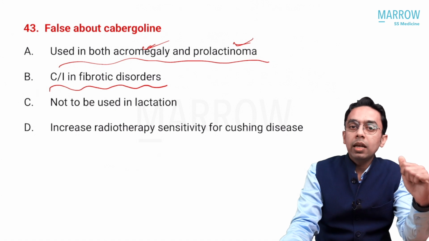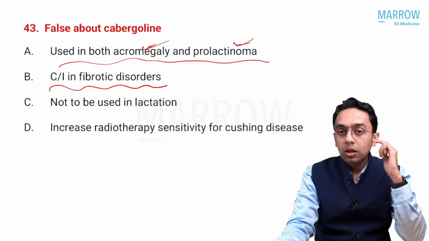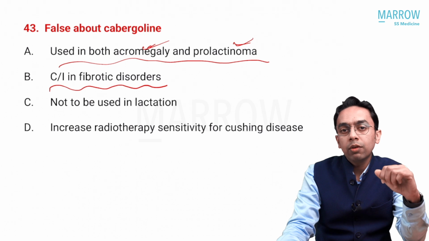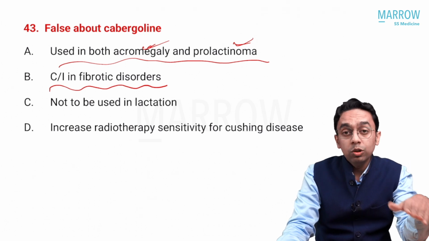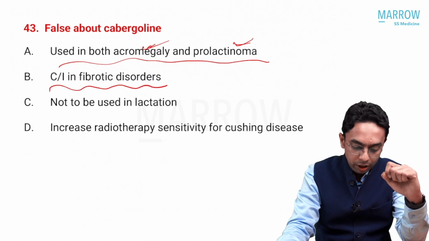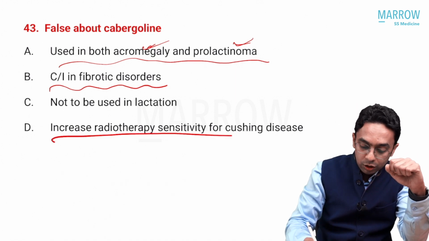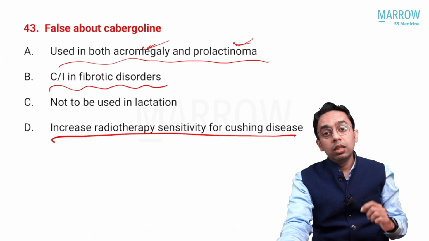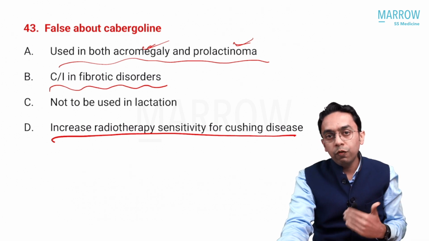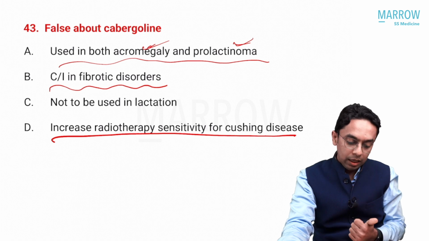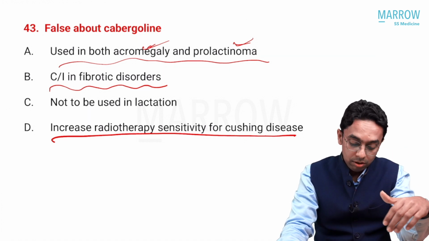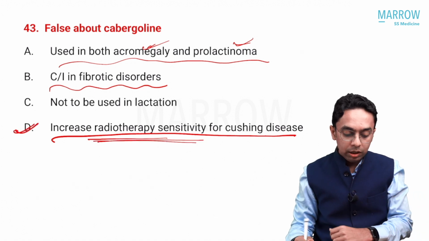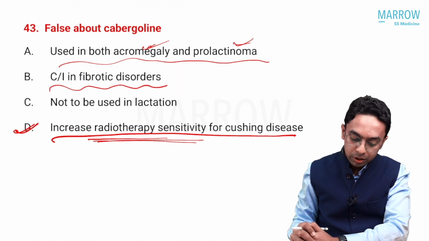In acromegaly and Cushing's also we use them, and in acromegaly even single use monotherapy of cabergoline has been shown to reduce IGF-1. So yes, we use them, but they are not the first line treatment for acromegaly patients. Okay, increases radiotherapy sensitivity? In fact, they decrease the radiotherapy sensitivity. The chances of recurrence of tumor in a patient who has taken cabergoline is higher. So this actually decreases the radiotherapy sensitivity. So this is the answer, false about cabergoline, because it decreases the radiotherapy sensitivity.